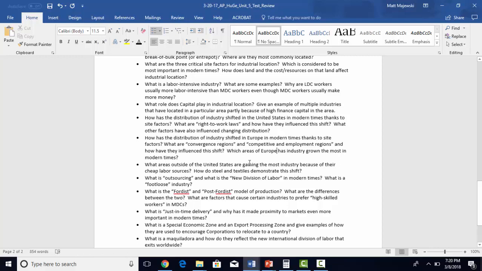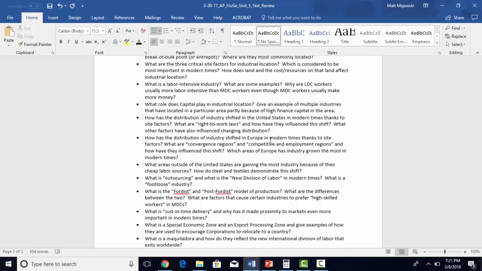How has the distribution of industry shifted in Europe in modern times? It's almost a reverse on the map of the United States. If the U.S. has gone from the north and the east to the Sun Belt, to the south and the west, Europe has started in Britain and Northern Europe, and it has moved now to south and east towards the lower wage areas of Europe.